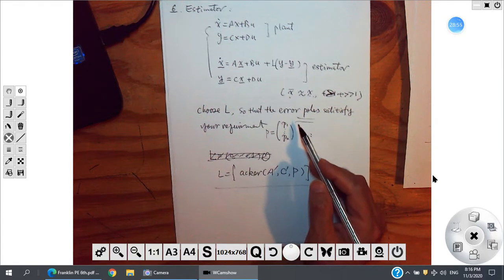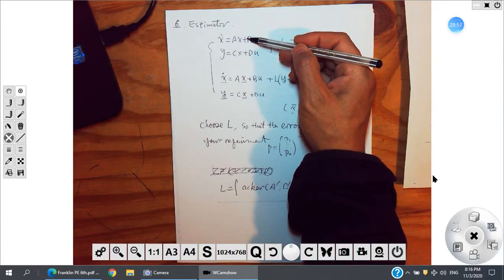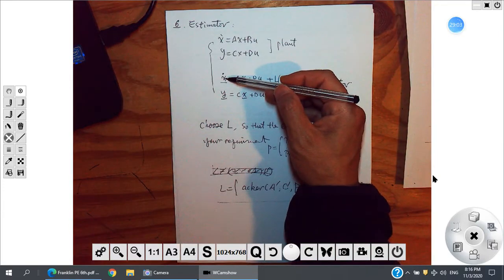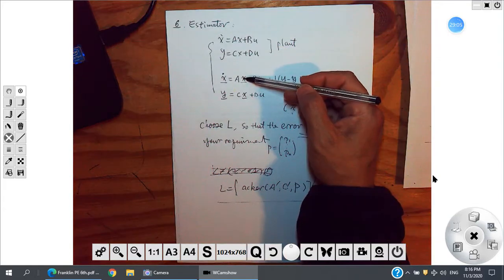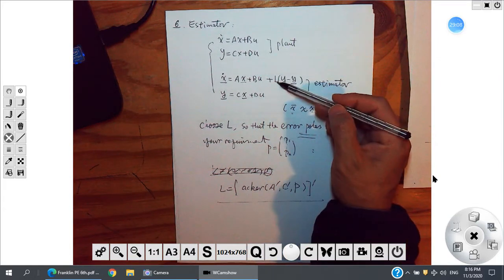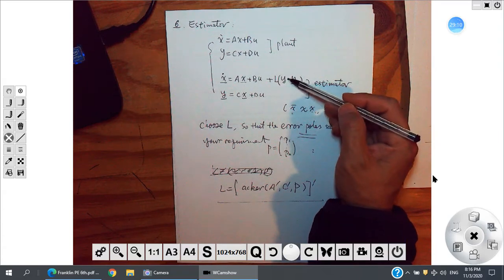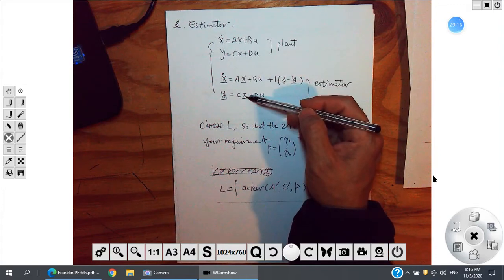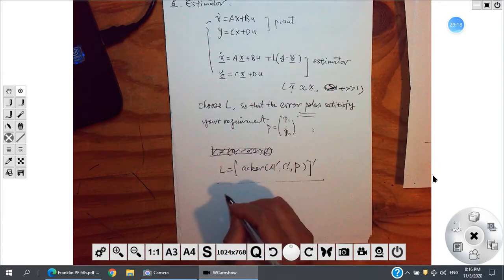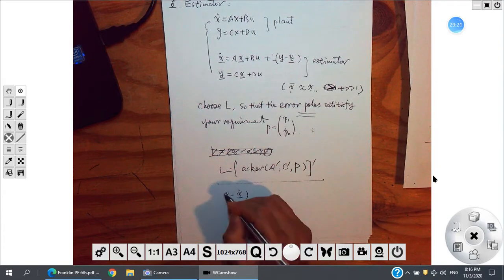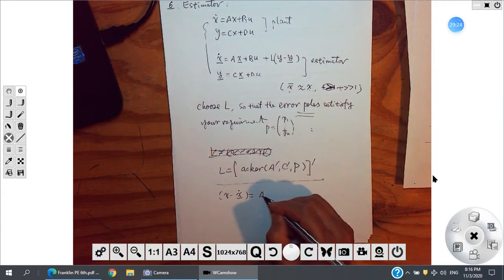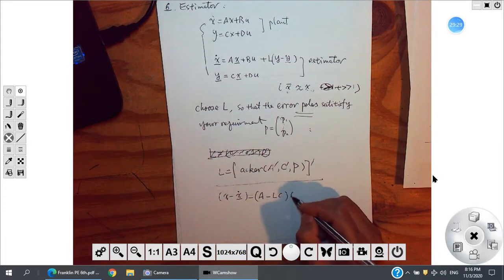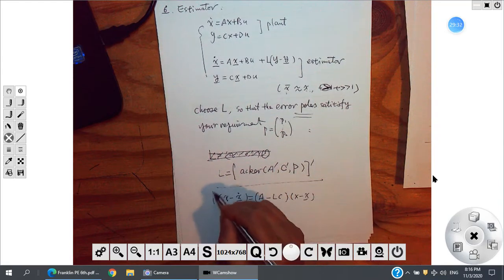If you want to check the law, you can use the first one minus the third one. You will have x minus x bar equal to A times x minus x bar. This one cancels, and minus L times y, this part. And y minus y bar, you have C of x minus x bar. Then you can have a relation: x minus x bar dot will equal A minus LC times x minus x bar. So you have this, right?